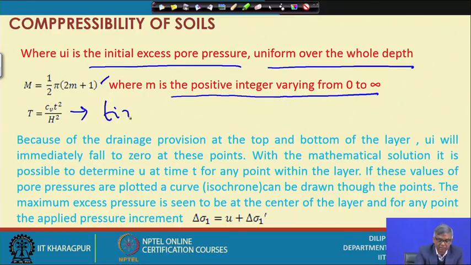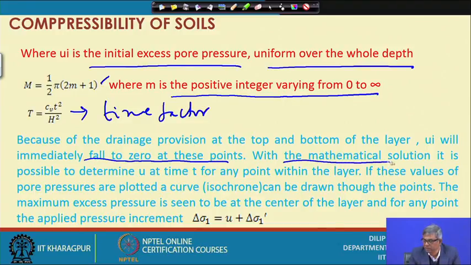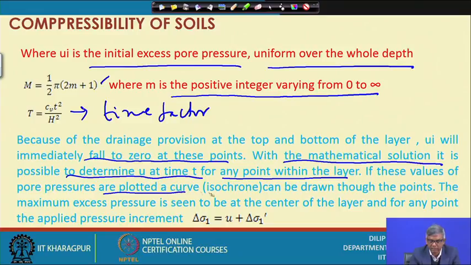This is the time factor, a very useful expression you have to remember always for finding out the time to complete a particular degree of consolidation. So, T equals C V t by Z squared. Because of the drainage provision at the top and bottom of the layer, u I will immediately fall to 0 at those points. With a mathematical solution, it is possible to determine u at time t for any point within the layer. If these values of pore pressure are plotted, a curve can be drawn through the points.